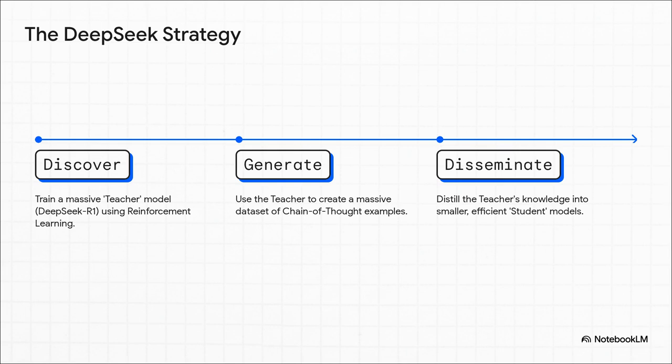It's a 3-step process. First, discover. They used super expensive, resource-intensive reinforcement learning to discover incredible reasoning abilities in a giant teacher model. Then, generate. They use that teacher model like a data factory to generate a massive dataset of high-quality, chain-of-thought reasoning examples. And finally, disseminate. They used all that synthetic data to efficiently disseminate or distill that knowledge into much smaller, actually deployable student models. It's an amazing, scalable way to democratize these really elite AI capabilities.